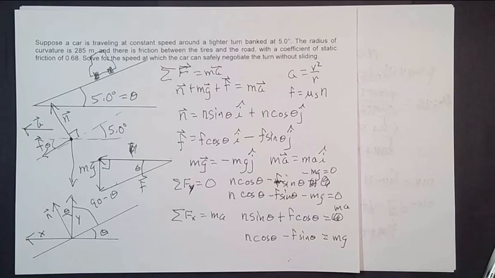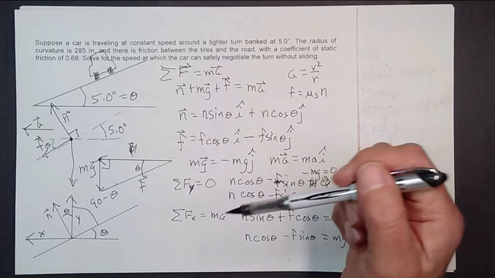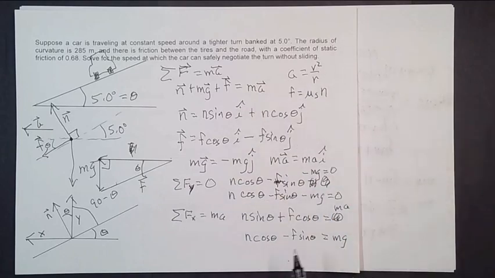This is just a short video to finish off this problem. I've managed to get this set up and solved it down to these last two equations here, where I had n sine theta plus f cos theta equals ma, n cos theta minus f sine theta equals mg. And this is the car traveling at constant speed. I looked at that and drew a blank for a minute, but here's how I solved it.